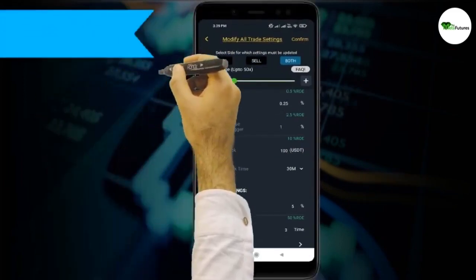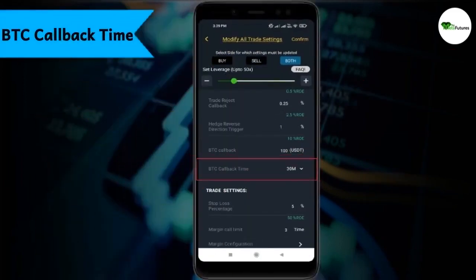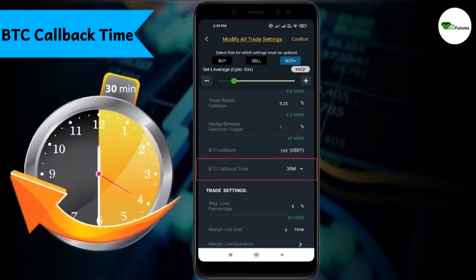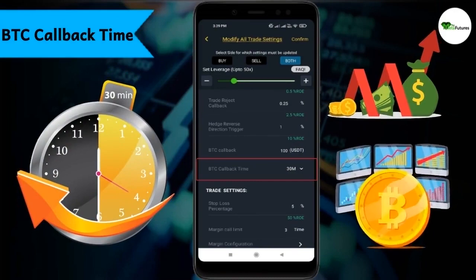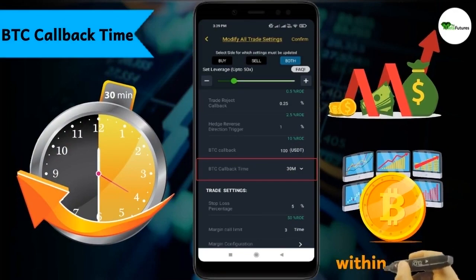Next is BTC Callback Time. As I have set 30 minutes in BTC Callback Time, the bot will place a trade only if the BTC market moves within 30 minutes in the same direction as the trade you have placed.